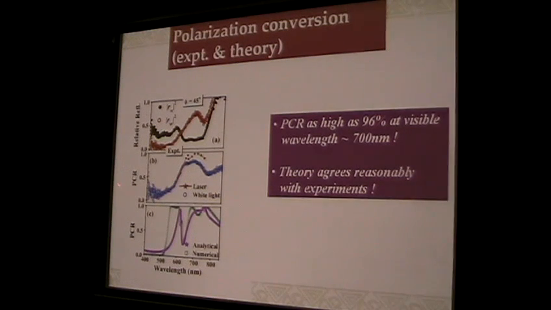And if you depict the spectrum of PCR, you find that PCR here is very strong. That means for this frequency regime, we can have very strong polarization control. In particular, we found that the PCR can be as high as 96%, at a wavelength around 700 nanometers. And we did some simulation, and we found reasonable agreement with this experiment.